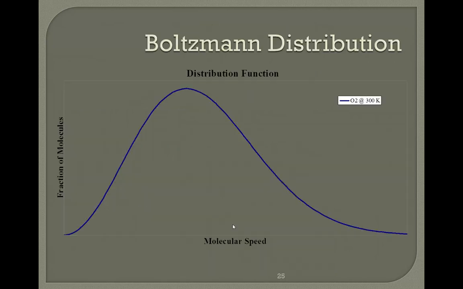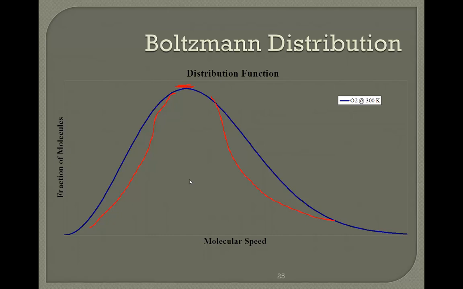So here's the Boltzmann distribution. So we have the peak here. This is where most of them will actually have the speed. However, some of them are going to be moving slower, some of them will be moving faster, and it's all going to average out to be the same.